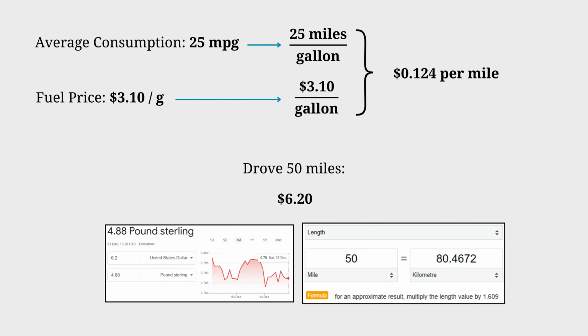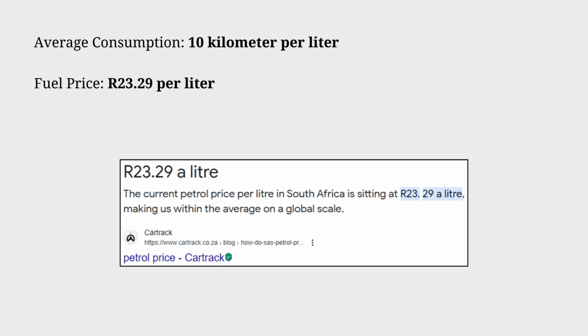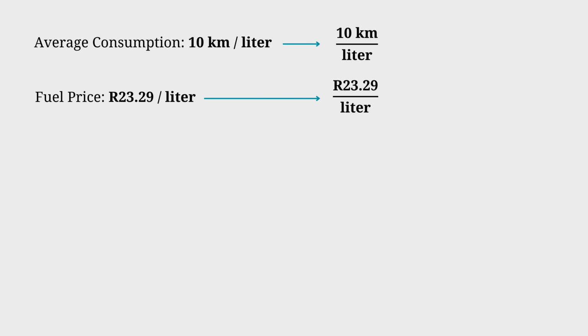We are going to do the same with kilometers per liter. The average in South Africa is 10 kilometers per liter, and the price for petrol as of today is 23 Rand and 29 cents per liter, also in South Africa. Rewrite the two expressions like this, and you can take it further by rewriting them as fractions.